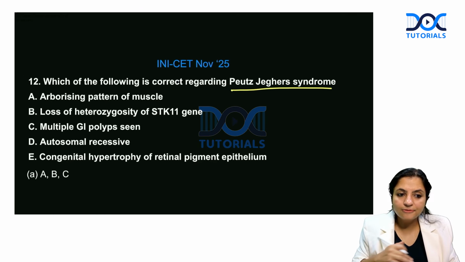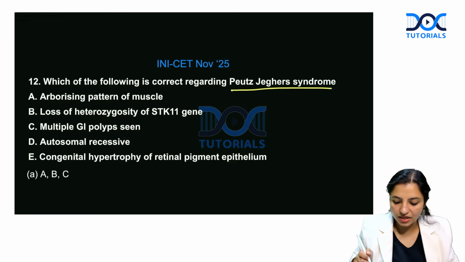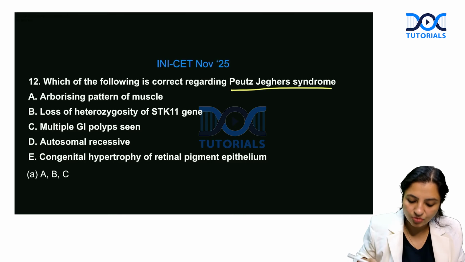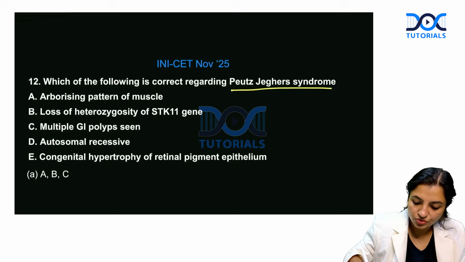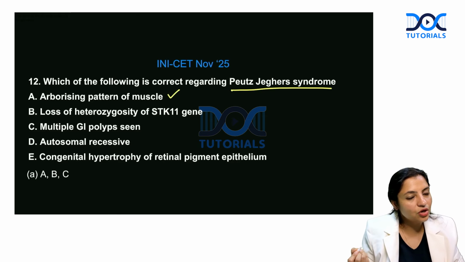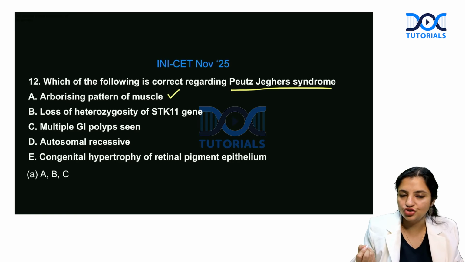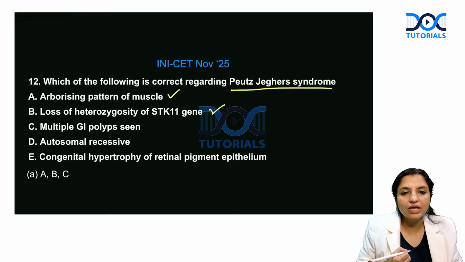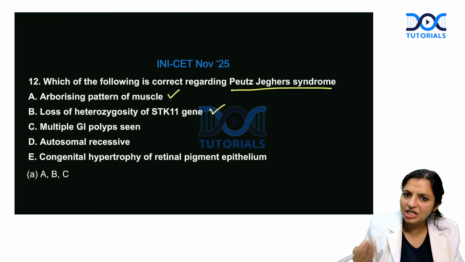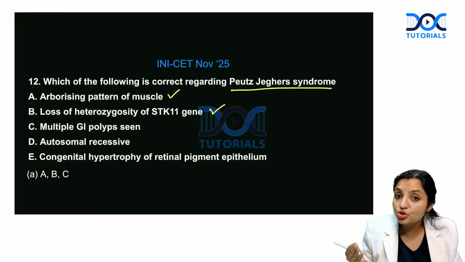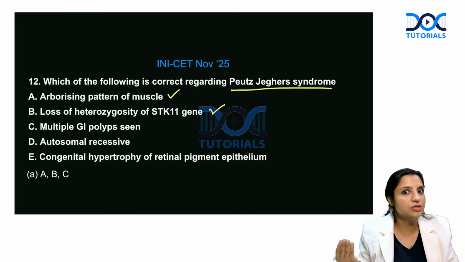Let's go to the question here. Which of the following is correct regarding Peutz-Jeghers syndrome? It shows you arborizing pattern of the muscle. Absolutely correct. True. Loss of heterozygosity of STK11. It's a tumor suppressor gene. It has to have loss of heterozygosity or methylation. Perfect. So it can have multiple GI polyps. Yes, it can have multiple jejunal polyps and they can undergo intussusception.